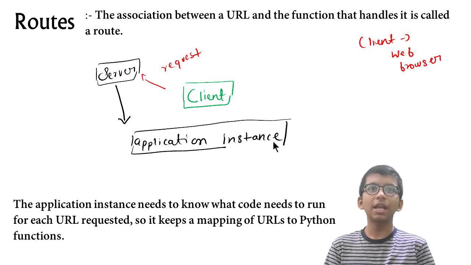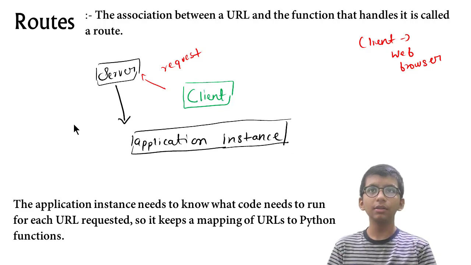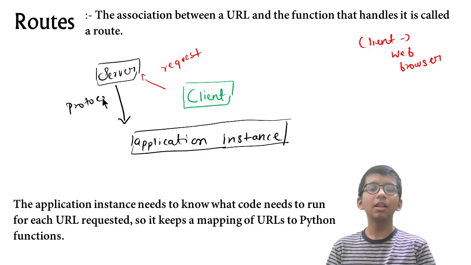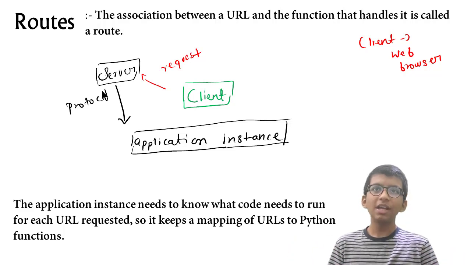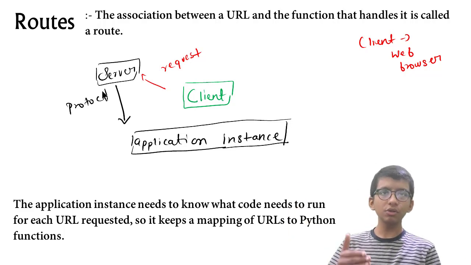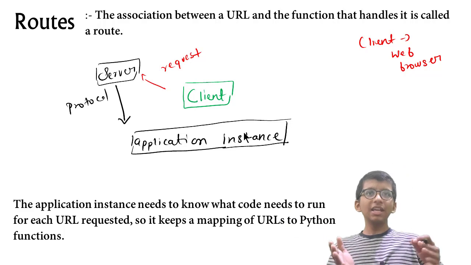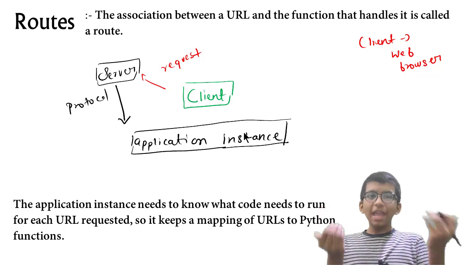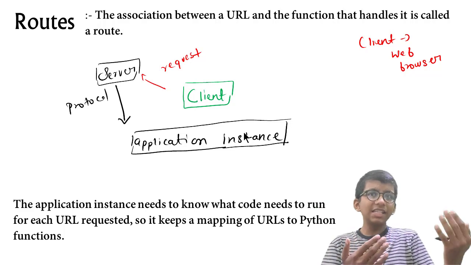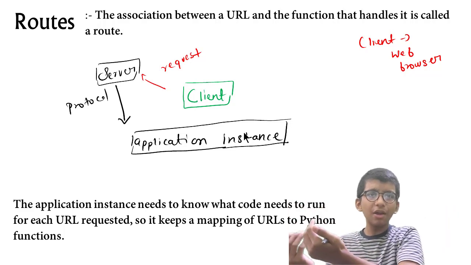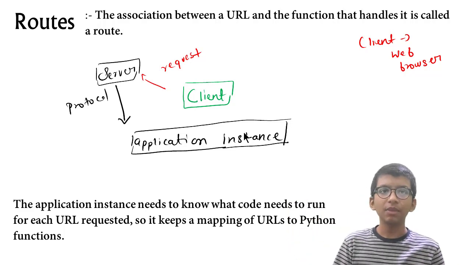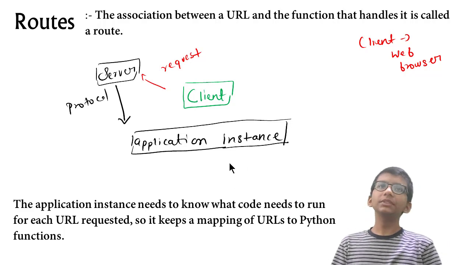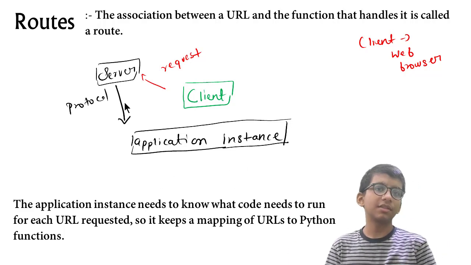Okay, so it goes to the application instance through a protocol, and the protocol is the Web Server Gateway Interface. In the previous video I misspelled interface, so it's the Web Server Gateway Interface. So the server gets a request from the client, and then it passes it to the application instance through a protocol named the Web Server Gateway Interface. Okay, so now after that, what happens?